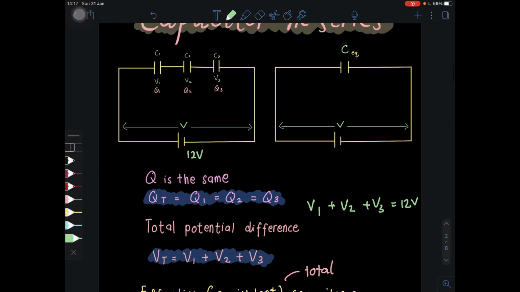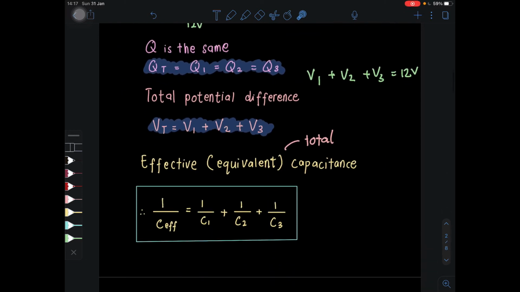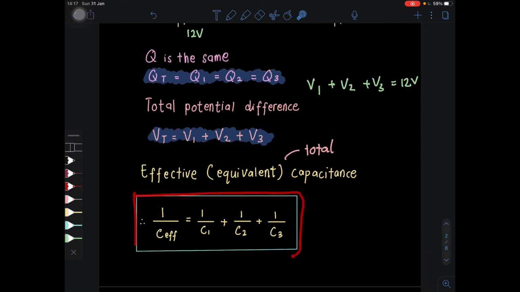Okay, so if we want to find the total for all of these capacitors, kita mau cari dia punya total capacitance, we are going to use this formula here. Effective equivalent is the same with total. So dia ada 3 nama lah. Total, equivalent, effective, benda yang sama. So if we want to find the total capacitance, 1 over C total will be equal to 1 over C1, plus 1 over C2 plus 1 over C3. So if we have another capacitor, sama juga plus 1 over C4.